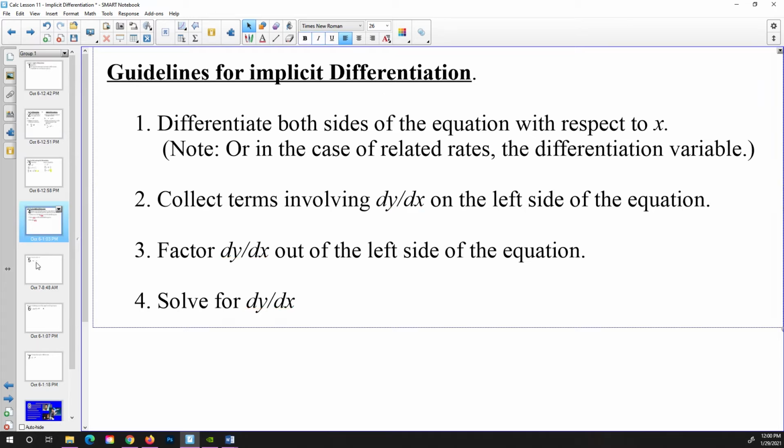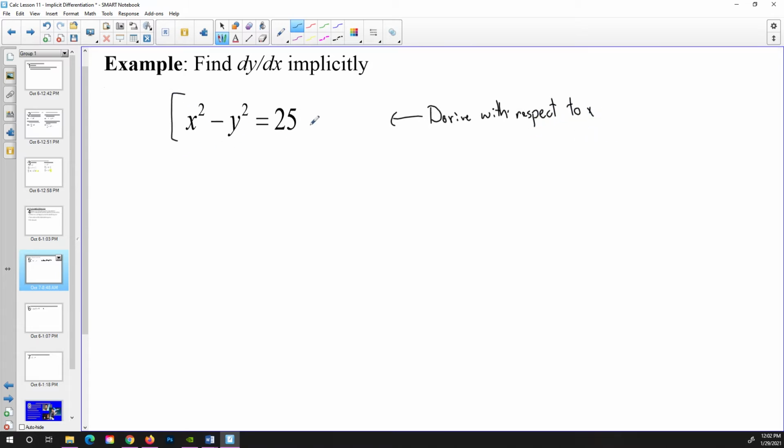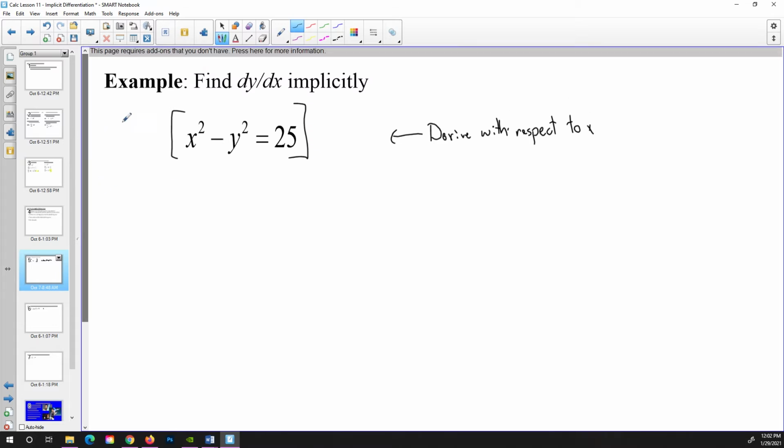Let's do some examples. Our first example, we're going to find dy over dx implicitly. So our first thing that we're going to do here is derive with respect to x. Okay, so we're just going to put d over dx here. So when we go to derive, we're going to derive each term separately. When we derive this first term, since this first term is in terms of x, we can derive that the way that we normally do, and it just becomes 2x.